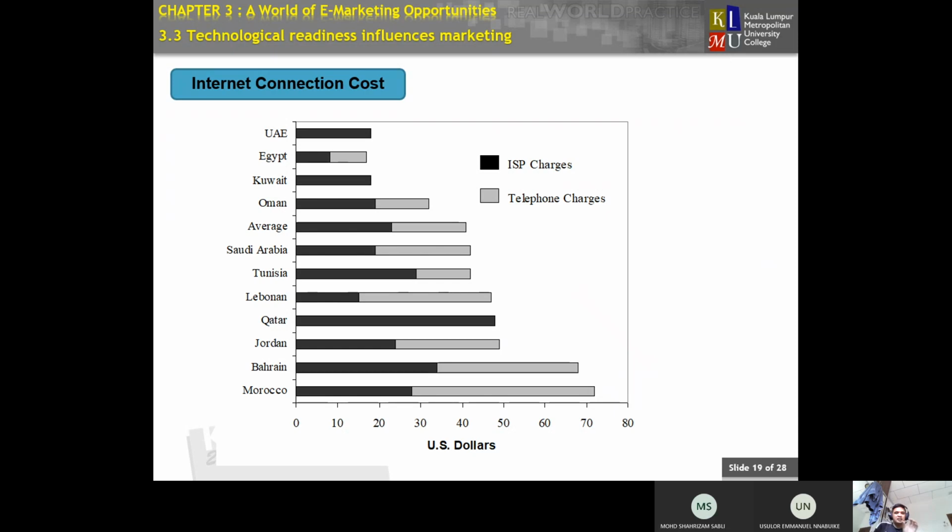But you can see in this particular graph, in terms of charges, among the countries in Africa and the Middle East, Qatar is the one giving the more expensive charges for using the internet itself. Meaning they have higher internet service provider charges.